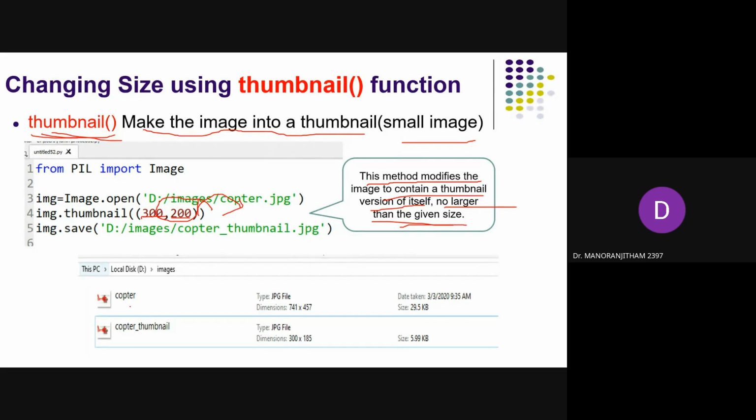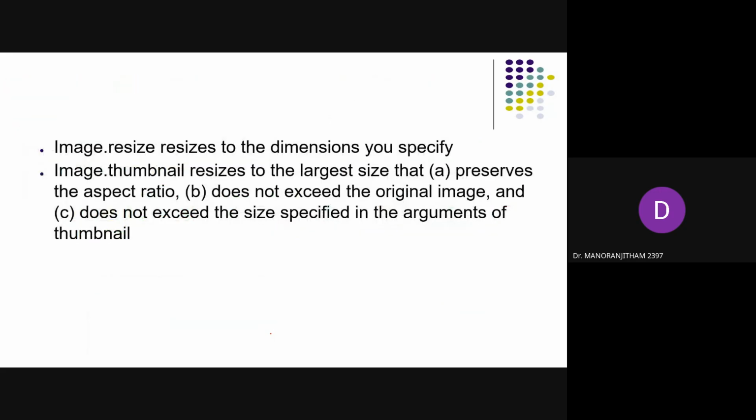For example, this is my original. I have opened this image with the path represented here. First you have to open it, and it has the dimension 741 into 457, right? If I use this thumbnail method and pass the value, you could see here 300, and it reduces to 185. But previously, if I mention 300 into 200, you get exactly 300 into 200. Even if you give something, thumbnail will check the aspect ratio. This is the main difference between resize and thumbnail.